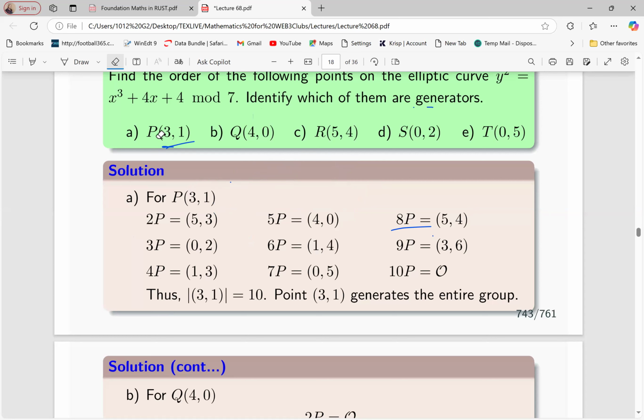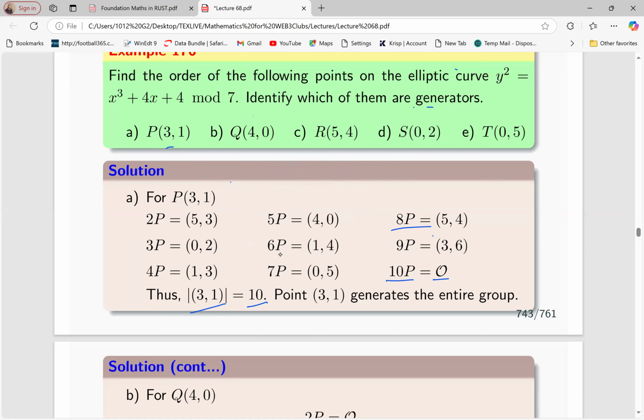So I discovered when I was doing this that 10p was giving me the point of infinity. So it means, therefore, that the order of (3, 1) is 10. And I also note that (3, 1) generates all the points. How many points are these? P itself, but when I add it twice, thrice, 4 times, 5 times, 6 times, 7 times, 8 times, 9 times, 10 times. So this curve has 10 points.